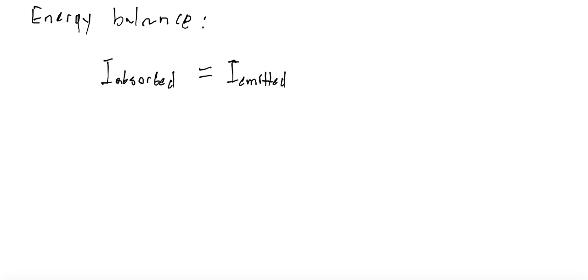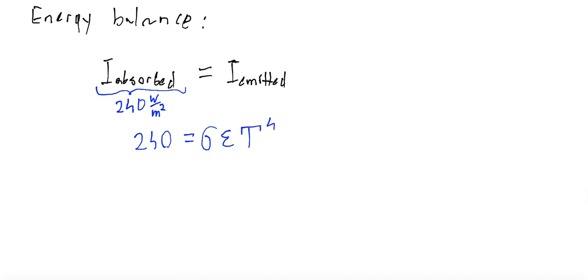Okay, so this intensity absorbed was calculated previously, and it was 240 watts per square meter. And what is the intensity emitted? Intensity emitted is the Stefan-Boltzmann constant times emissivity times temperature to the power of 4. Let's imagine that the Earth behaves as a black body. To simplify this model, I'm going to use a black body model where emissivity is equal to 1.